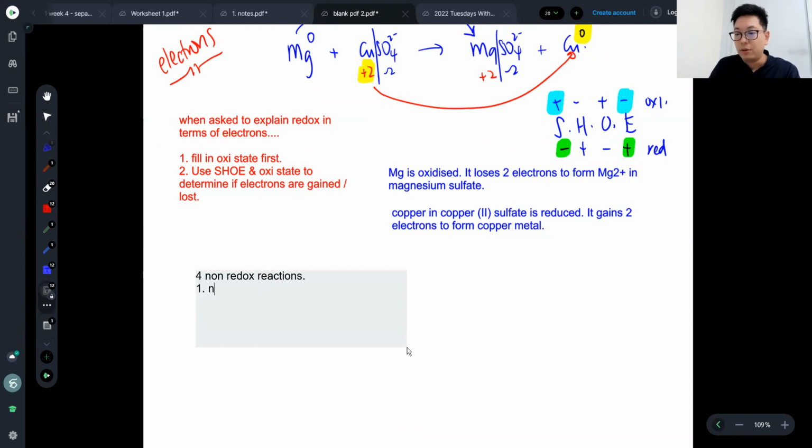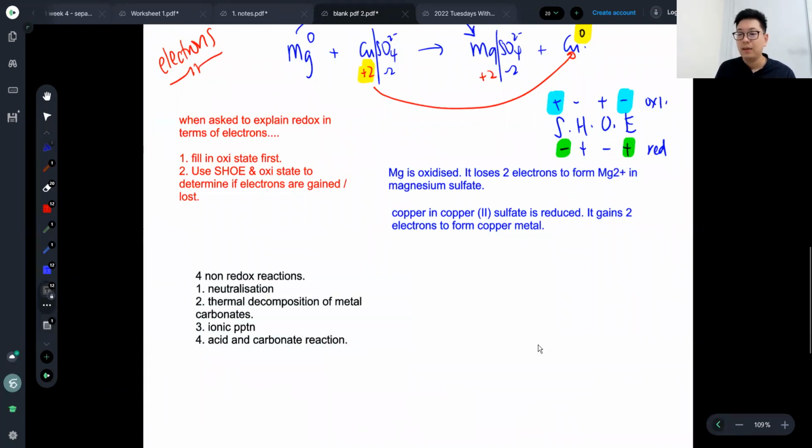Number 1, neutralization. Number 2, thermal decomposition of metal carbonates. Number 3, ionic precipitation. And number 4, acid and carbonate reaction. So these are 4 non-redox reactions.